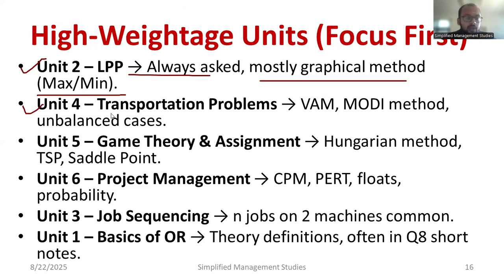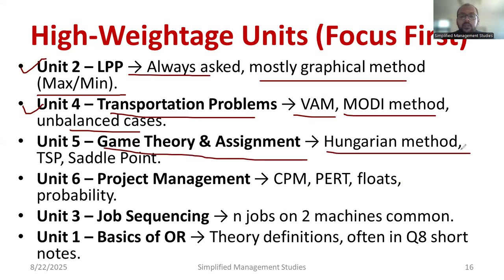Then unit number four, transportation problem, the VAM method, MODI method, then unbalanced cases in the form of theory and numerical example. Try to study the algorithm. Whenever problems are asked, we can write the algorithm as well. Coming to unit number five, game theory and assignment. Hungarian method is very, very important. Transportation problem and saddle point questions are very, very important. Kindly don't ignore this. At least whenever you get a numerical example, follow the algorithm. There are equations you have to remember. I'll show you the equations, what the probable equations are.